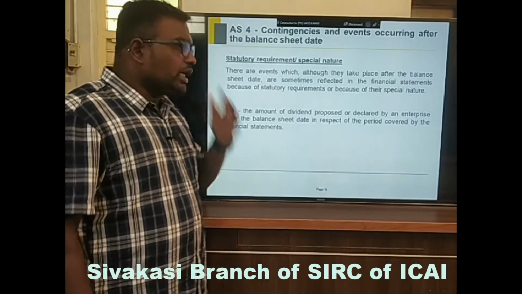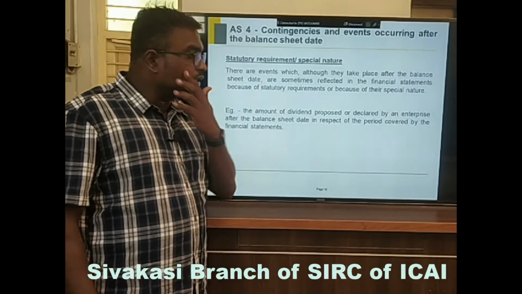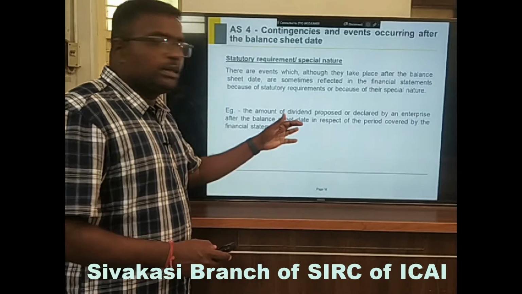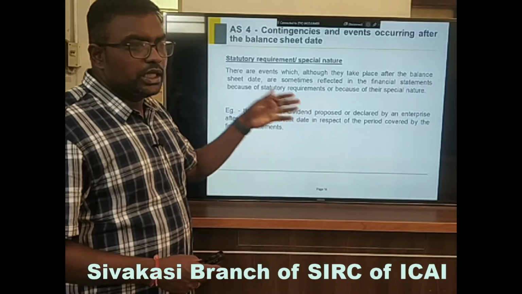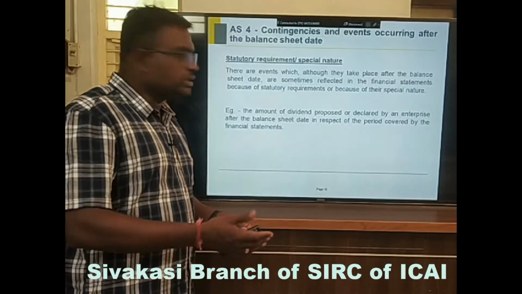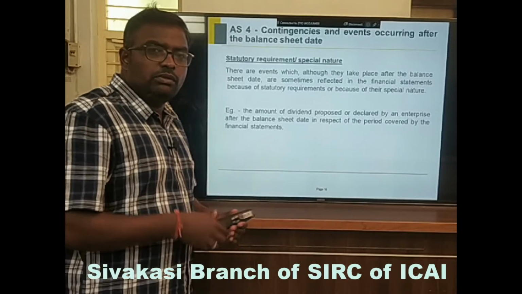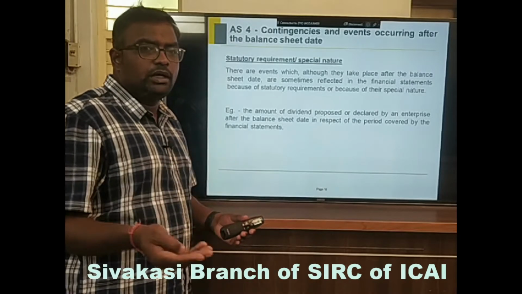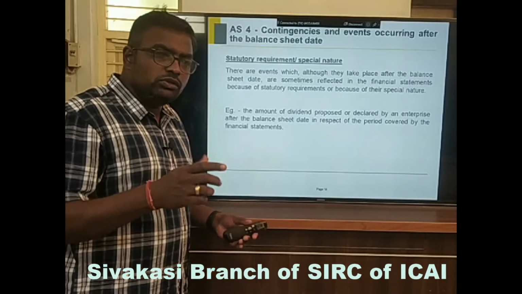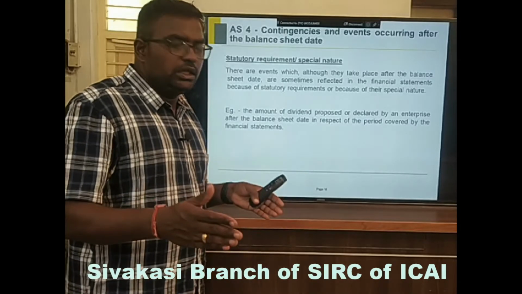Sometimes statutory regulation itself requires some disclosure. Say for example, the dividend proposed. Though it happened in the board meeting, we have to just disclose it. This is an event which happens after the balance sheet date. The board will see the financial statement and approve some 5% dividend, 10% dividend. So the events happen between the balance sheet date and the board meeting date.